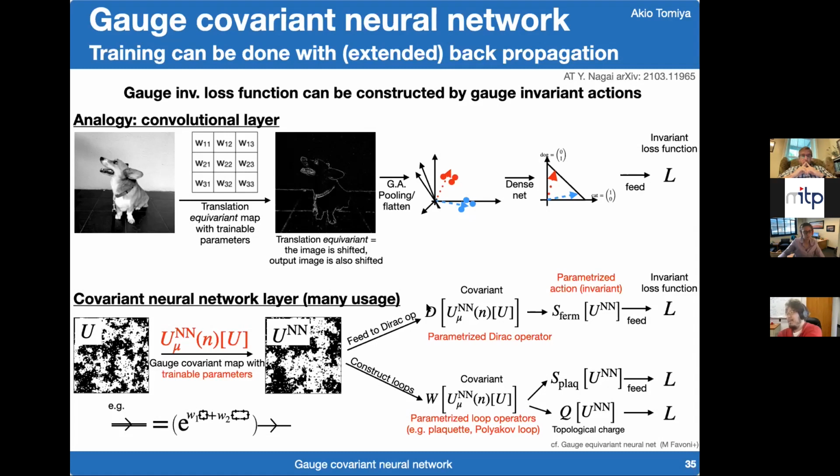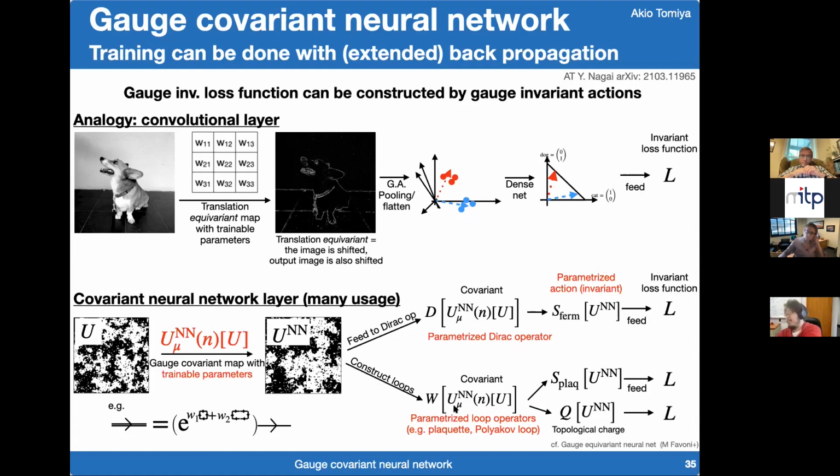And this can be fed to the Dirac operator. Then we get the parameterized Dirac operator, and with this we can construct a Fermion action or pseudo Fermion action. Then we get a parameterized invariant Fermion action, and this can be fed to the loss function.